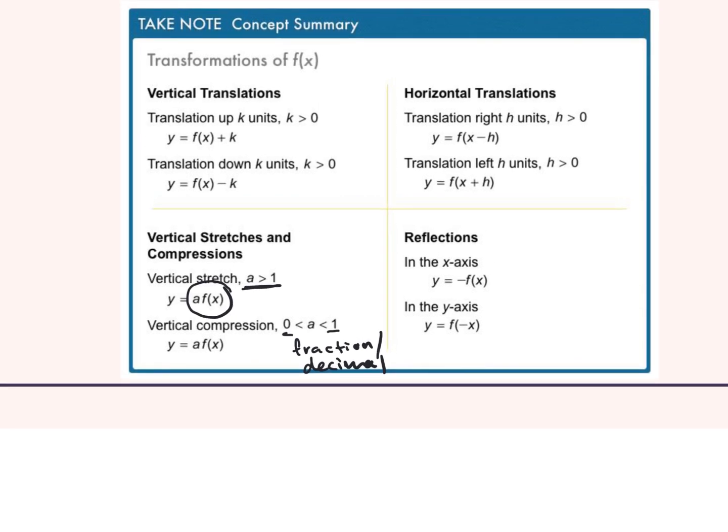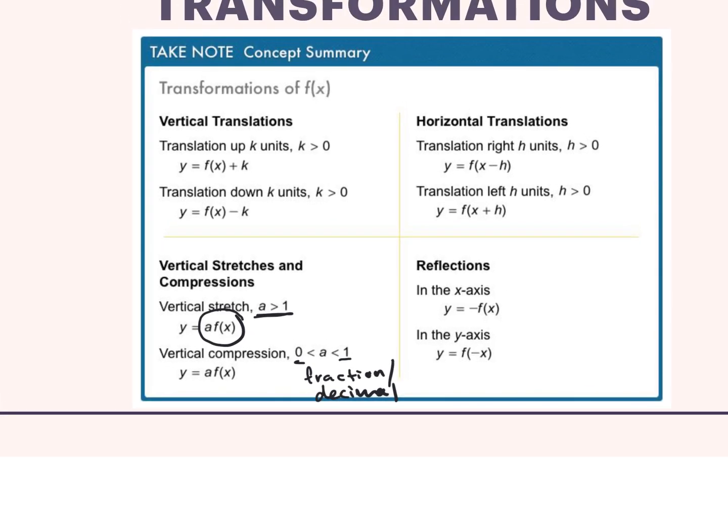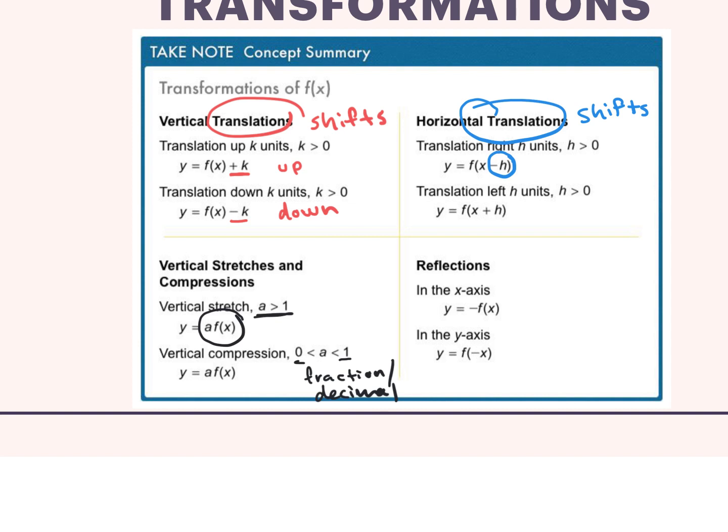So these are 4 types of transformations on our functions. We have translations, which are shifts. So it could either be added or subtracted on the outside. Those are our vertical ones, so this would be up, this would be down. We have horizontal translations, which again are shifts, but these are shifts side to side. So if it subtracts on the inside, you're going right. If it adds on the inside, you're going left.